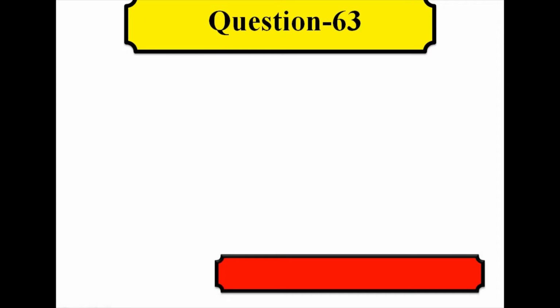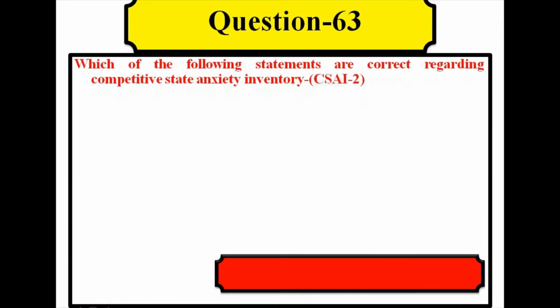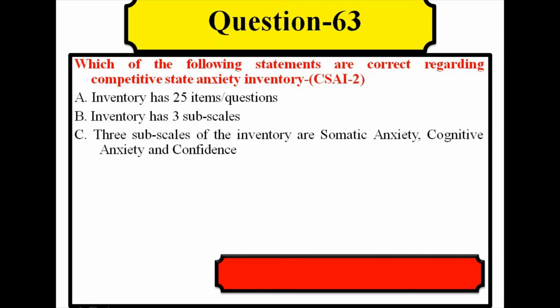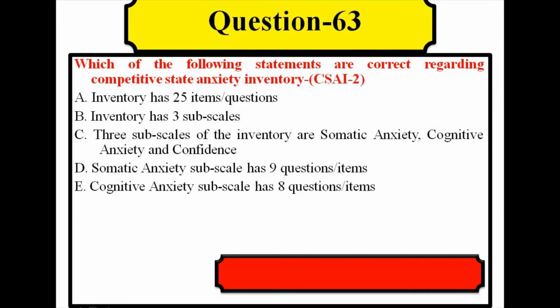Question 63. Which of the following statements are correct regarding Competitive State Anxiety Inventory, CSAI-2? A. Inventory has 25 items/questions. B. Inventory has 3 subscales. C. 3 subscales of the inventory are somatic anxiety, cognitive anxiety, and confidence. D. Somatic anxiety subscale has 9 questions/items. E. Cognitive anxiety subscale has 8 questions/items. Choose the correct answer from the options given below.